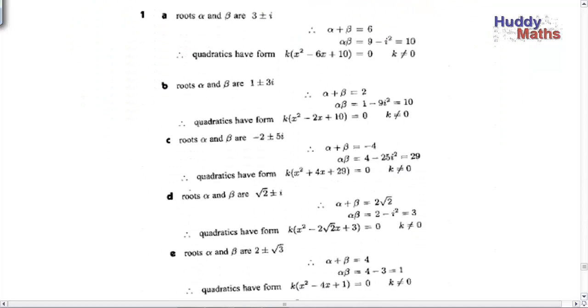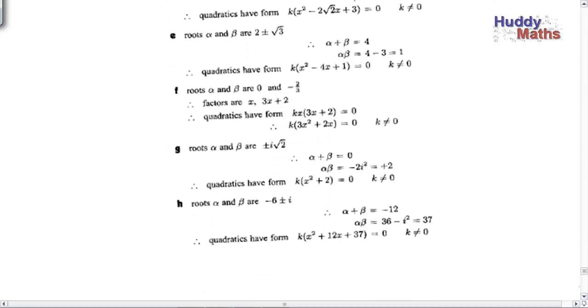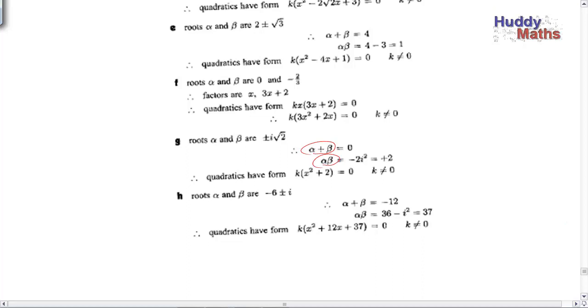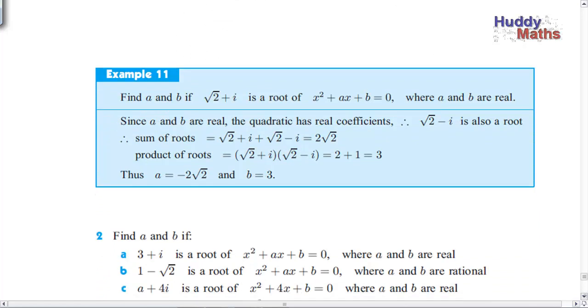Okay, so there's A through E. Check those off. F, G, H. All right. So same stuff every time there. You can put sum like that, and product like that, or just put the word sum and product. All right, so let's do the final example now and have a look.